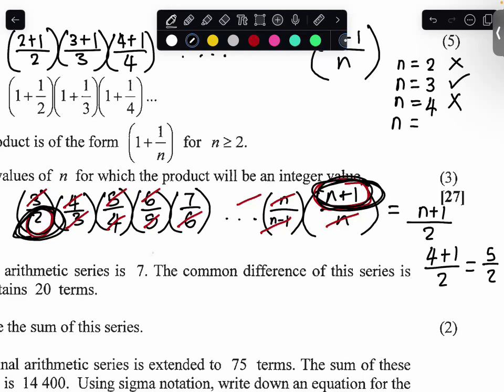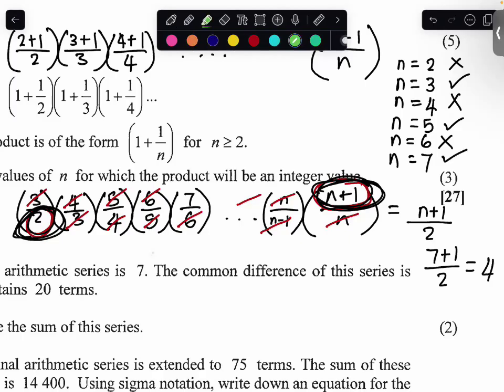Let's test 5. Right, 5 plus 1 is 6 over 2. 6 over 2 gives you 3, which is an integer. So that means 5 works. I'm going to test 2 more. Right, let's go 6. That gives me 7 over 2. 7 over 2 is not an integer. That doesn't work. So 6 doesn't work. 7. 7 plus 1 is 8. 8 over 2 is 4. That is an integer, so that works.